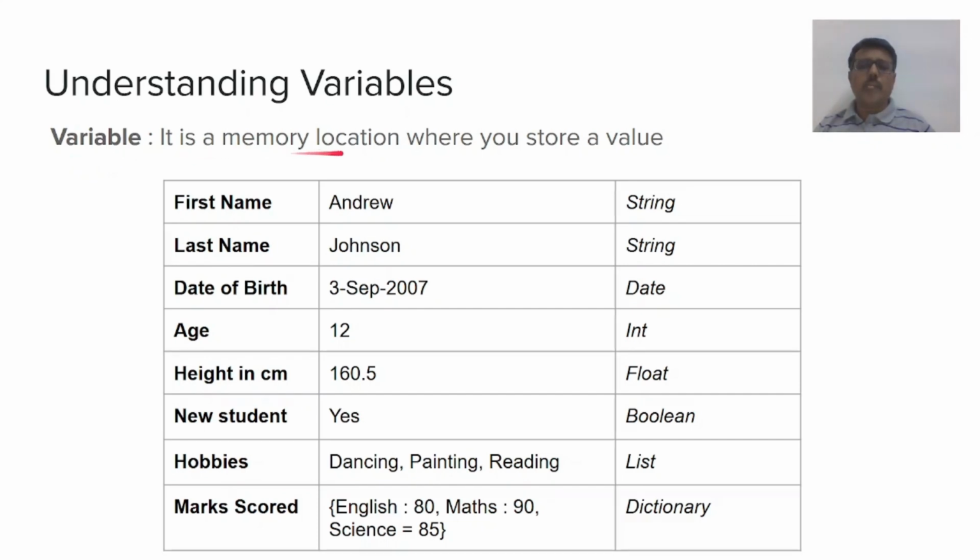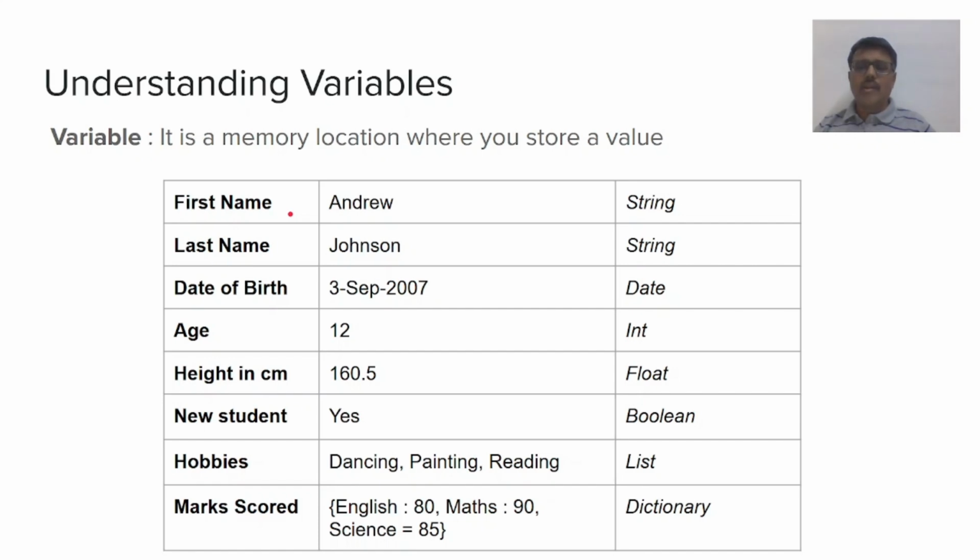A variable is a memory location where you store a value, right? This is the basic thing you all need to understand. This is common across all programming languages, right? Let's take a simple example.